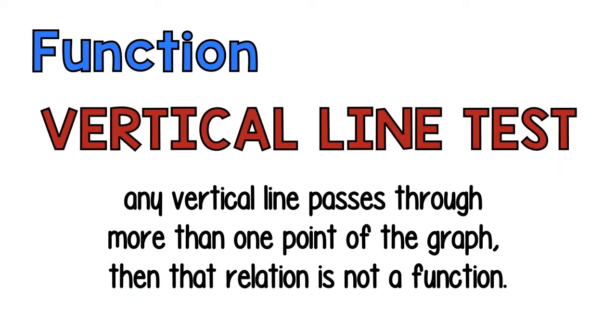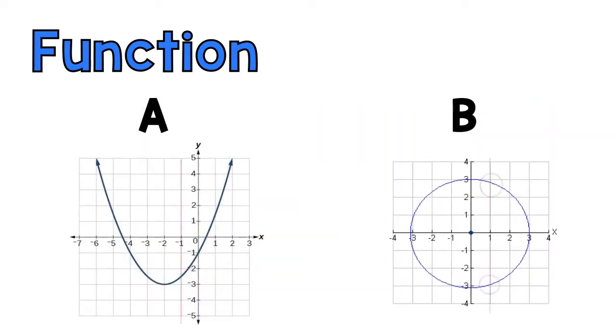In order to check if a graph is a function, one may use the vertical line test. The vertical line test says that if any vertical line passes through more than one point of the graph, then that relation is not a function. So for this example, graph A is a function since the line only passes through one point, unlike in graph B where the line passes through 2 points.